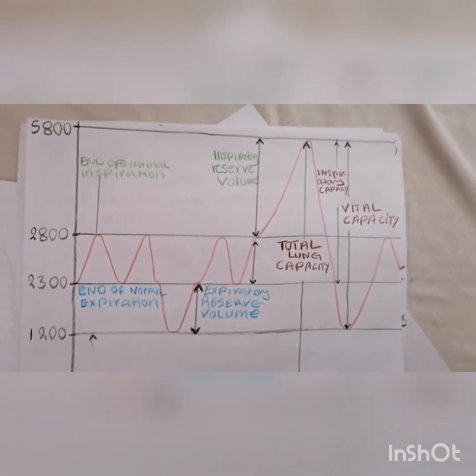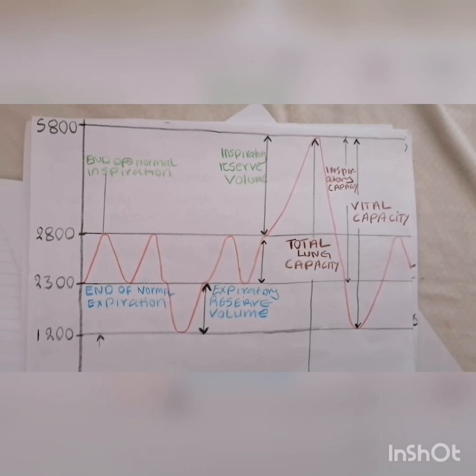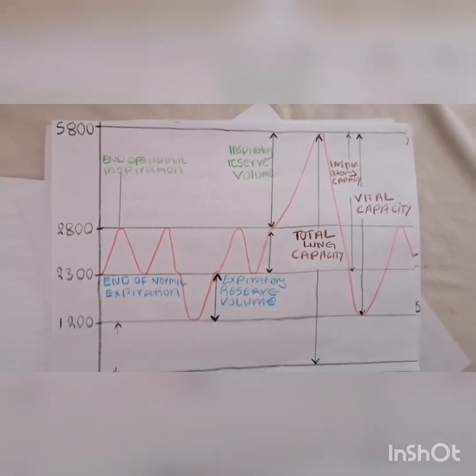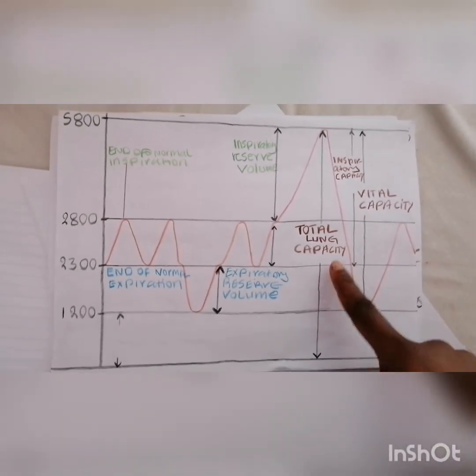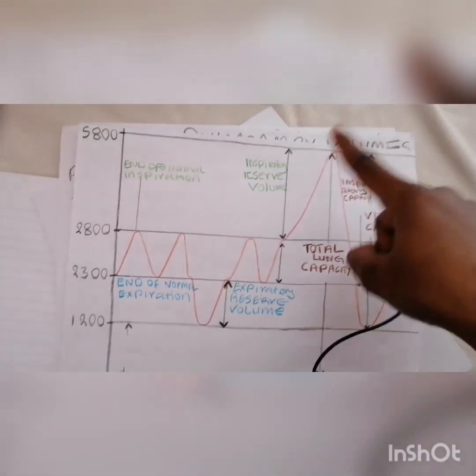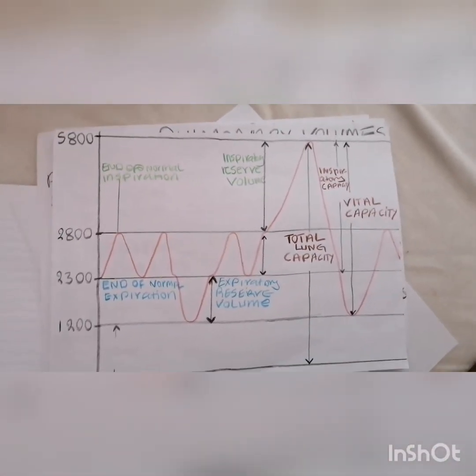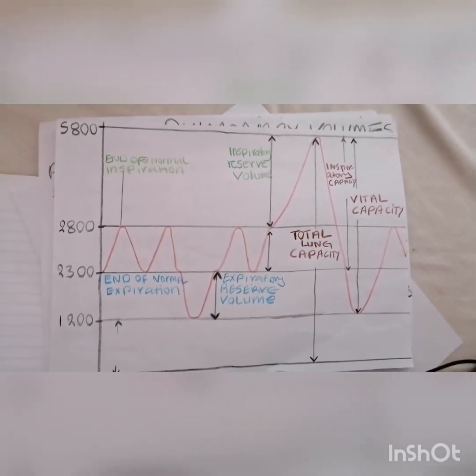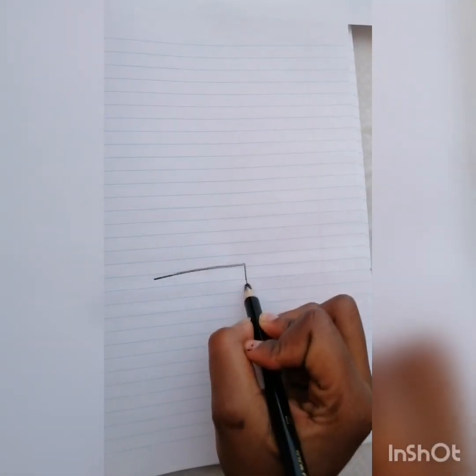This is a simple diagram to demonstrate what I was talking about. For example, total lung capacity, as you can see from the graph here, actually up to that far end, it's about 5800. And now to demonstrate further on pulmonary volumes and pulmonary capacities, I will draw little boxes like so.